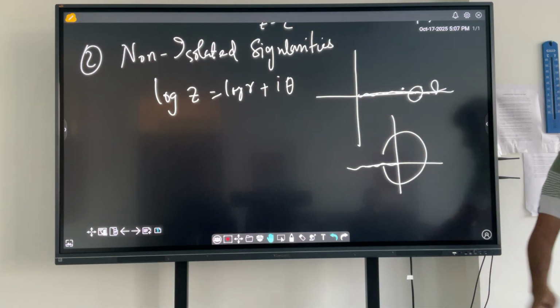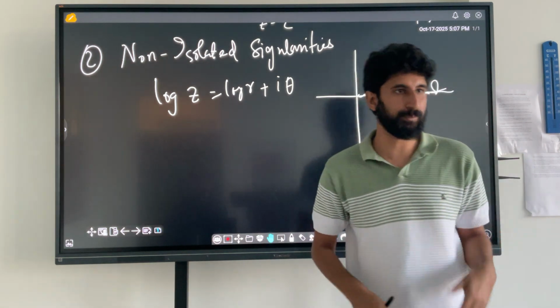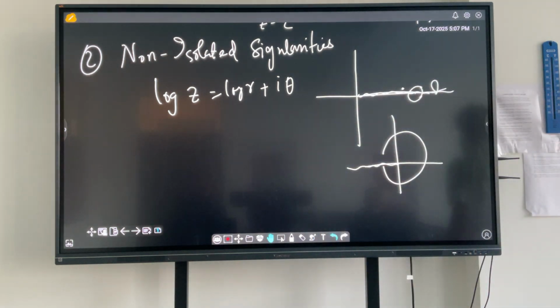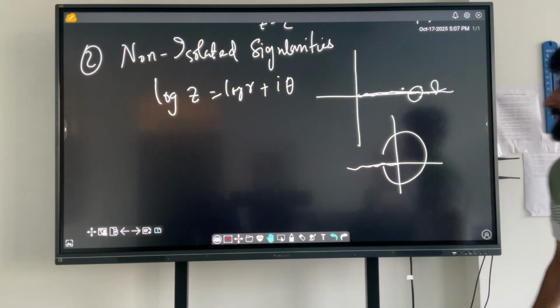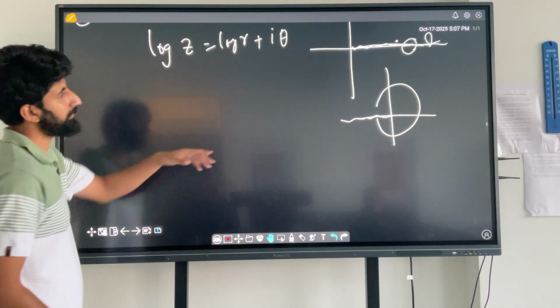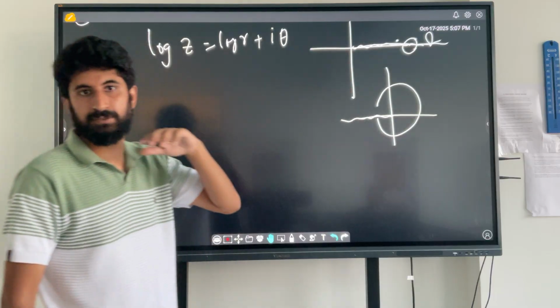So this was an example where the function has a jump, where the function is discontinuous.